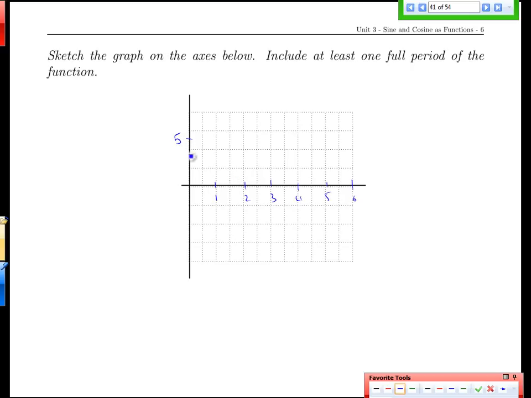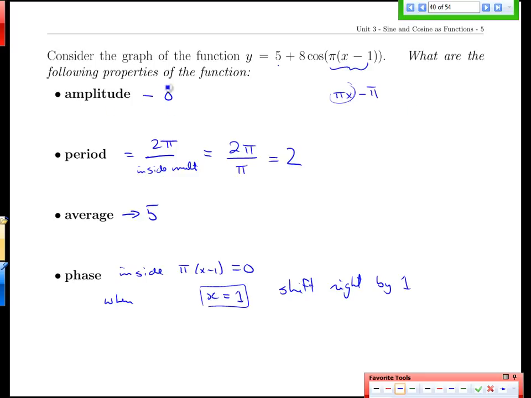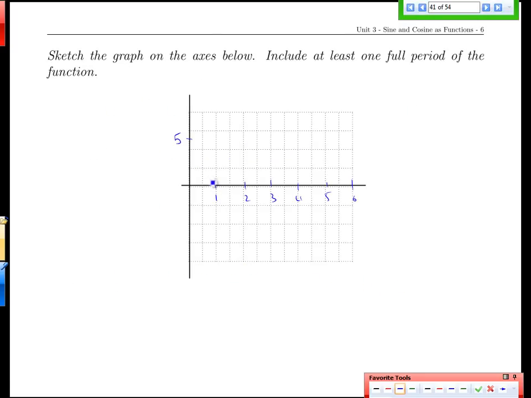We had an amplitude of 8. So that means we're going to go plus 8 up and minus 8 down. So let's say that's 3, negative 3 there, and that's 13. We'll put some dotted lines in to give us some guidelines. And cosine starts at its peak. So it would start at the peak at what we said was the shift, which was 1 time point.